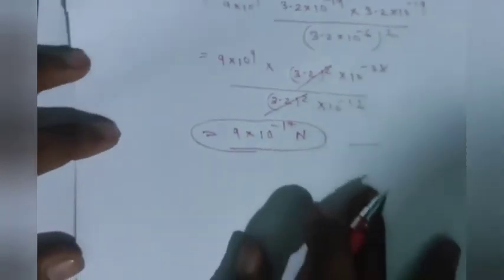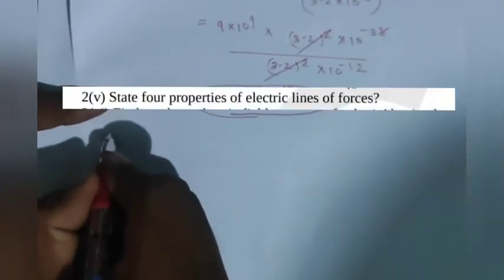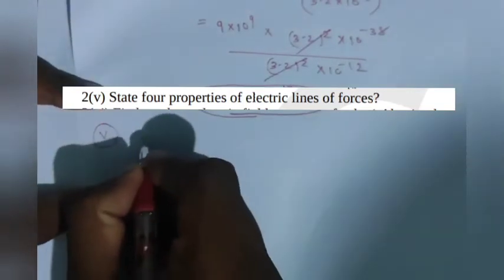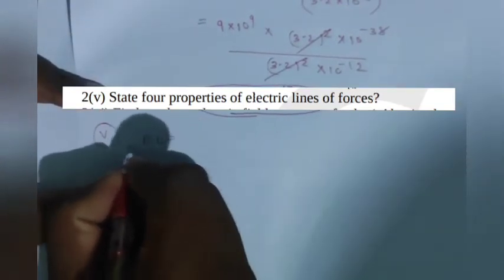Now we will come to the next question, question B. So what was the question? State four properties of the electric lines of force. I am repeating the question. State the four properties of the electric lines of force.